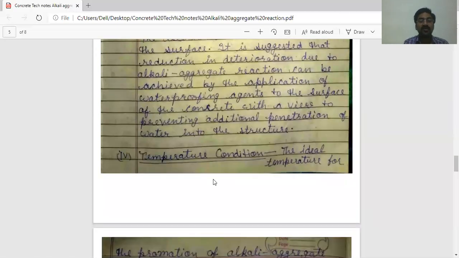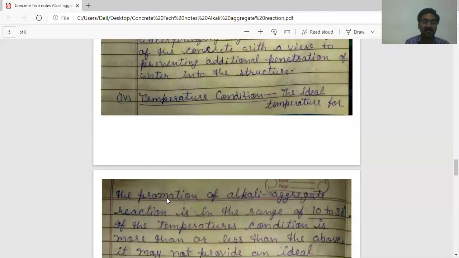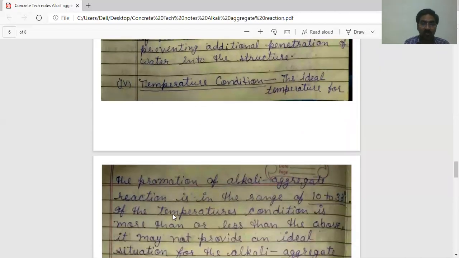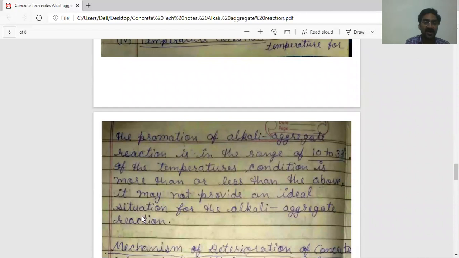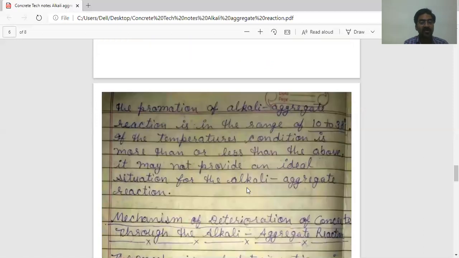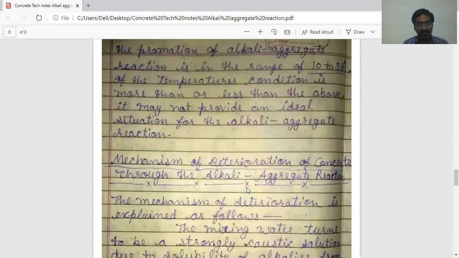The fourth factor is temperature condition. The ideal temperature for the promotion of alkali aggregate reaction is in the range of 10 to 38 degrees centigrade. If the temperature condition is more or less than this, it may not provide an ideal situation for the alkali aggregate reaction. These are the four factors promoting alkali aggregate reactions.